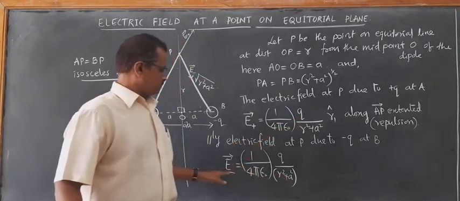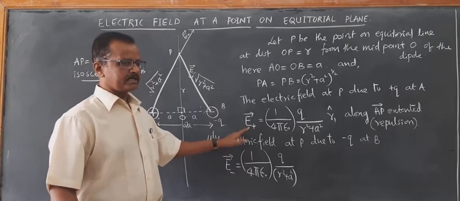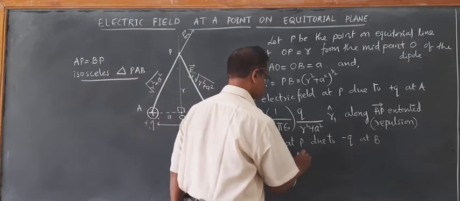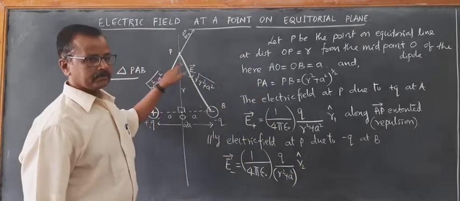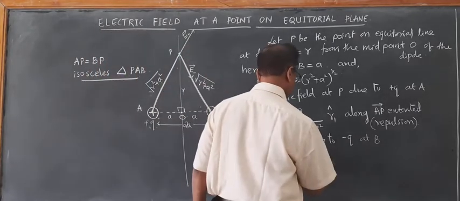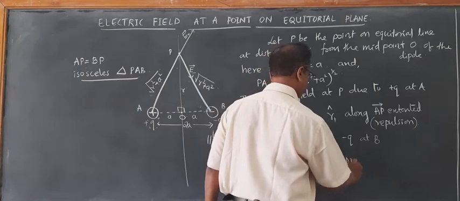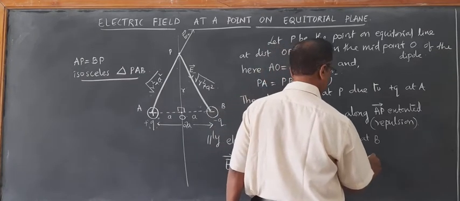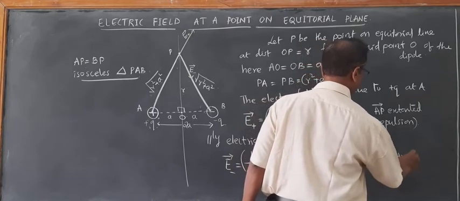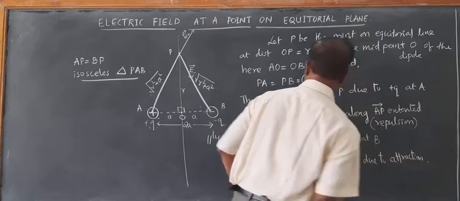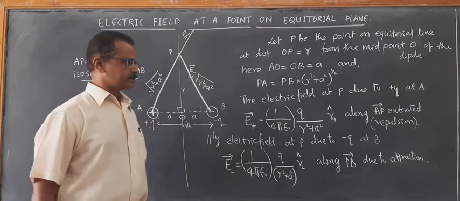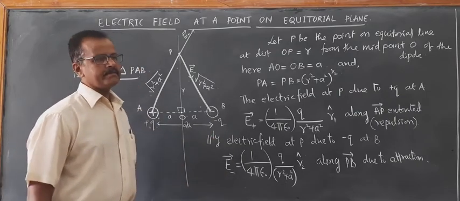So you can see here the magnitude of E plus and magnitude of E minus are the same, but their directions are different. You can show this direction as some R2 cap. Now look at this. This R2 cap is directed along PB vector due to attraction or attractive force, as shown in the direction. Right? Now from these two equations, the magnitudes of E plus and E minus are equal.